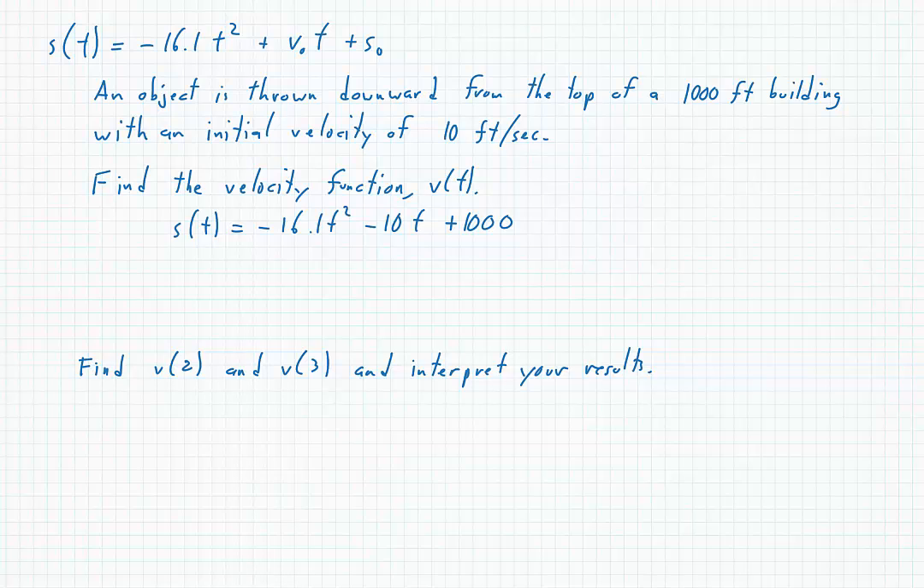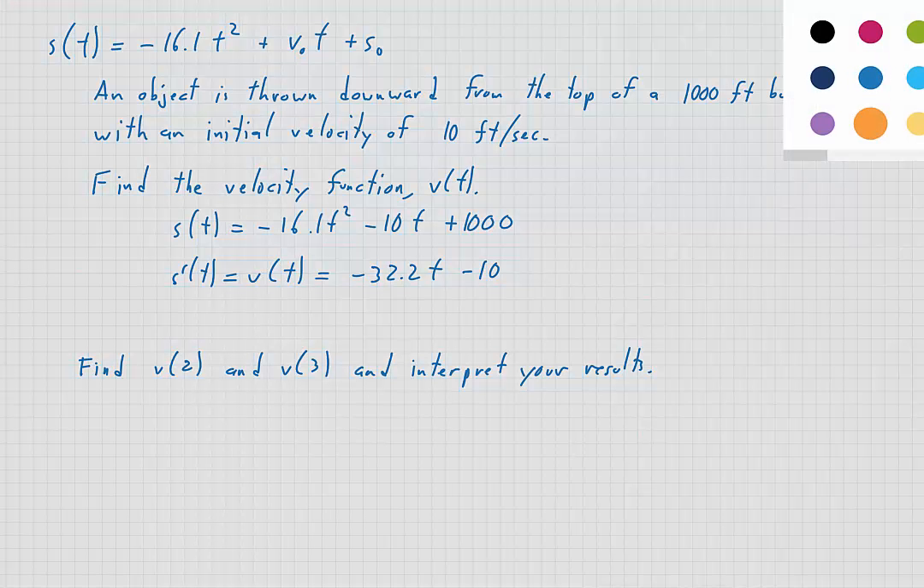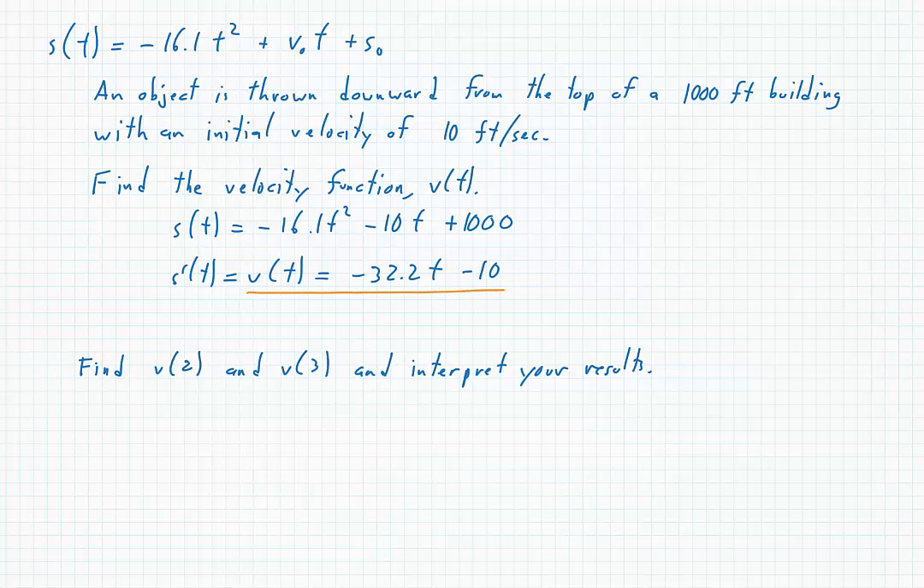Now, to find a velocity function, it turns out that velocity is a rate of change of position with respect to time. So instantaneous velocity is a derivative of an instantaneous position function, if you will, and that's what S of t is. S of t tells us a position at any moment in time t. So S prime of t is going to be equal to v of t, which in this case is going to be equal to negative 32.2 t minus 10. And that function will tell us the actual instantaneous velocity at any moment in time.